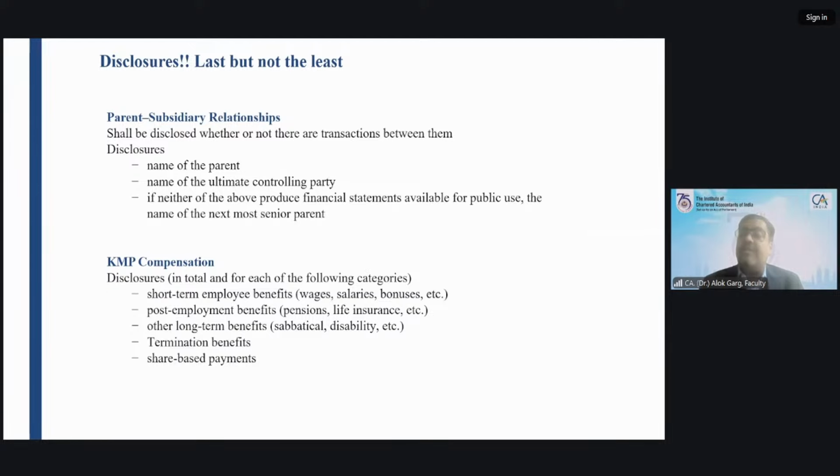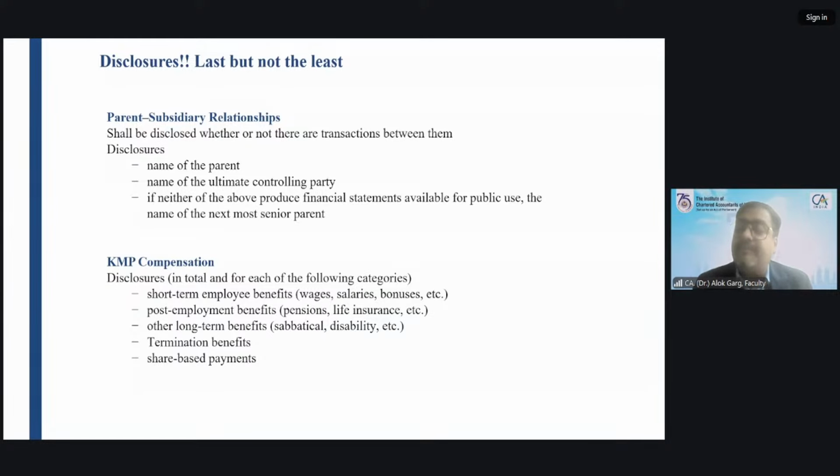has, like Reliance, they have 1,000 associates, joint ventures, subsidiaries, fellow subsidiaries, etc. They have more than 1,000 companies. Sir, whether each and every company name and relationship is required to be disclosed? And there are so many companies where transactions are not there. So the standard says that for every company, the disclosure of the subsidiary and the parent and ultimate controlling parent is mandatory, irrespective of whether the transaction is there or not.